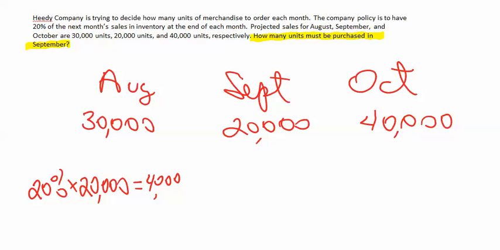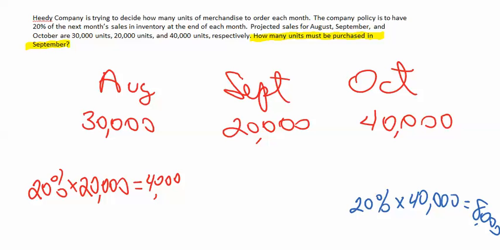At the end of September, we want to have a similar calculation, and that's going to be 20% of 40,000, which will be 8,000 units. So we need to have that at the end.